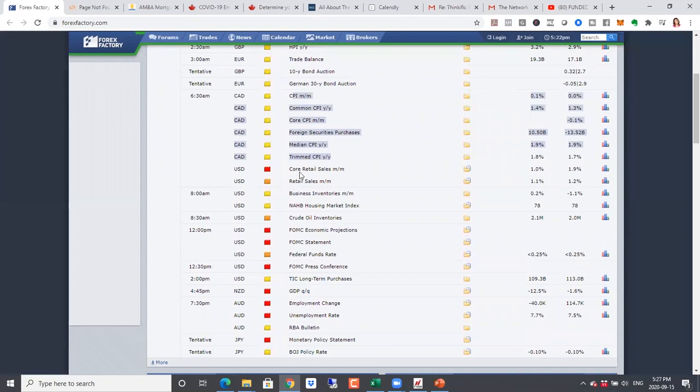And then for the US dollar, core retail sales numbers, which are important because they show how the economy is doing. If the numbers are below expectations, that is a negative sign, so we may see a negative impact on the US dollar as a result. But we may also see the stock market react negatively to that. So keep an eye on that.